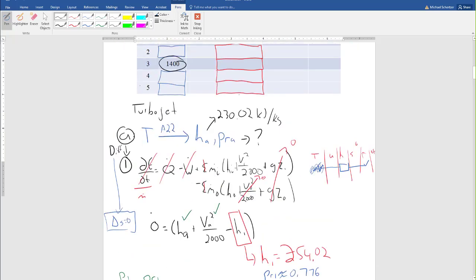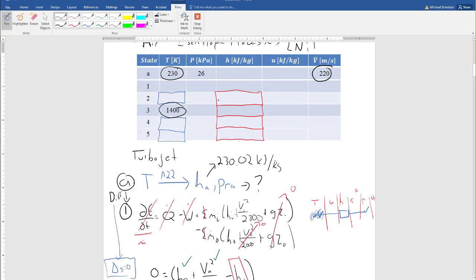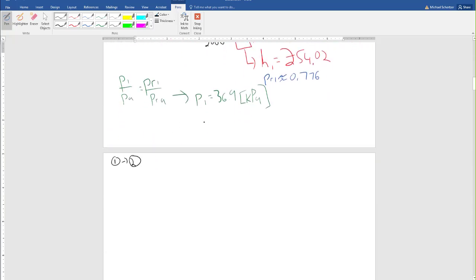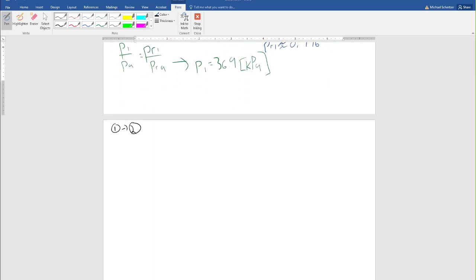I don't think we know anything about state 2. Right? So actually, it must give us the compressor pressure ratio. I think we must end up knowing what the pressure is. Let's see as we do the analysis. What we're trying to find, maybe, is the power from the compressor.